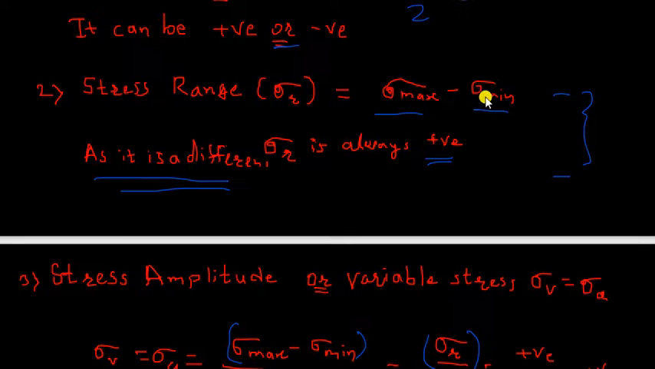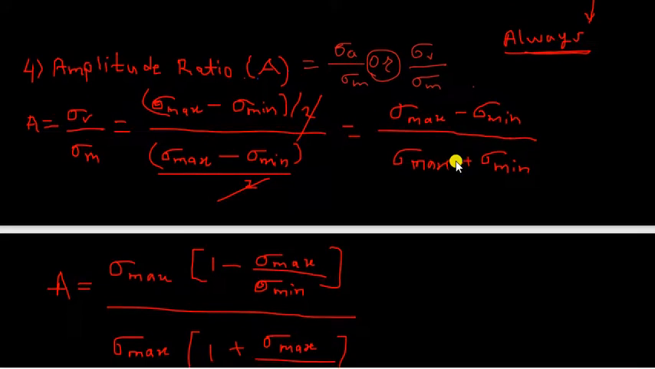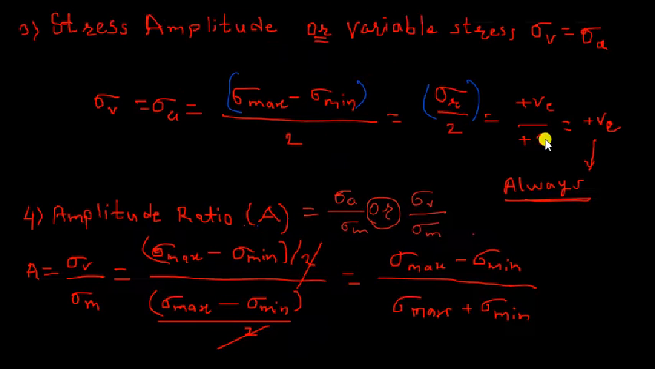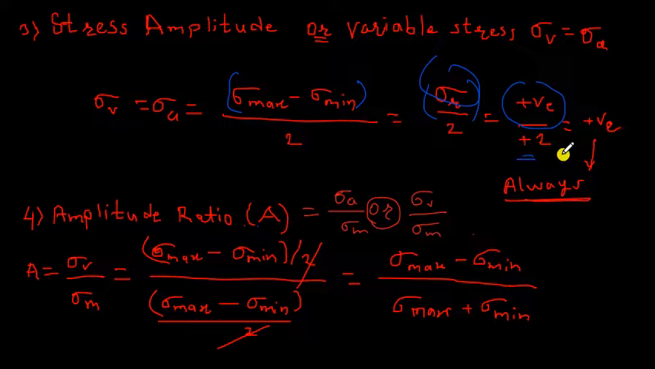Sigma max minus sigma min will always be positive. So from here we can find the value of sigma v or sigma a, that means stress amplitude. You can see stress amplitude will always be positive because sigma r is always positive. So positive divided by positive 2, you will always get a positive value.